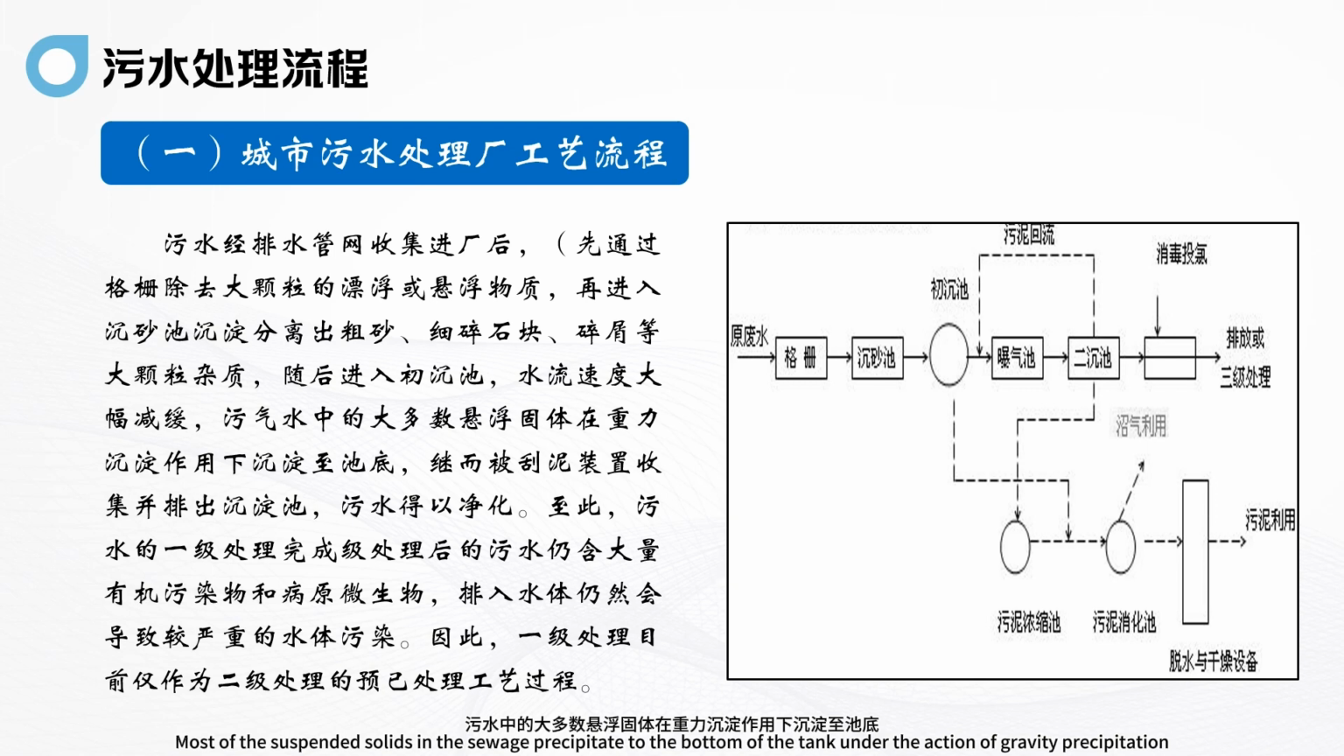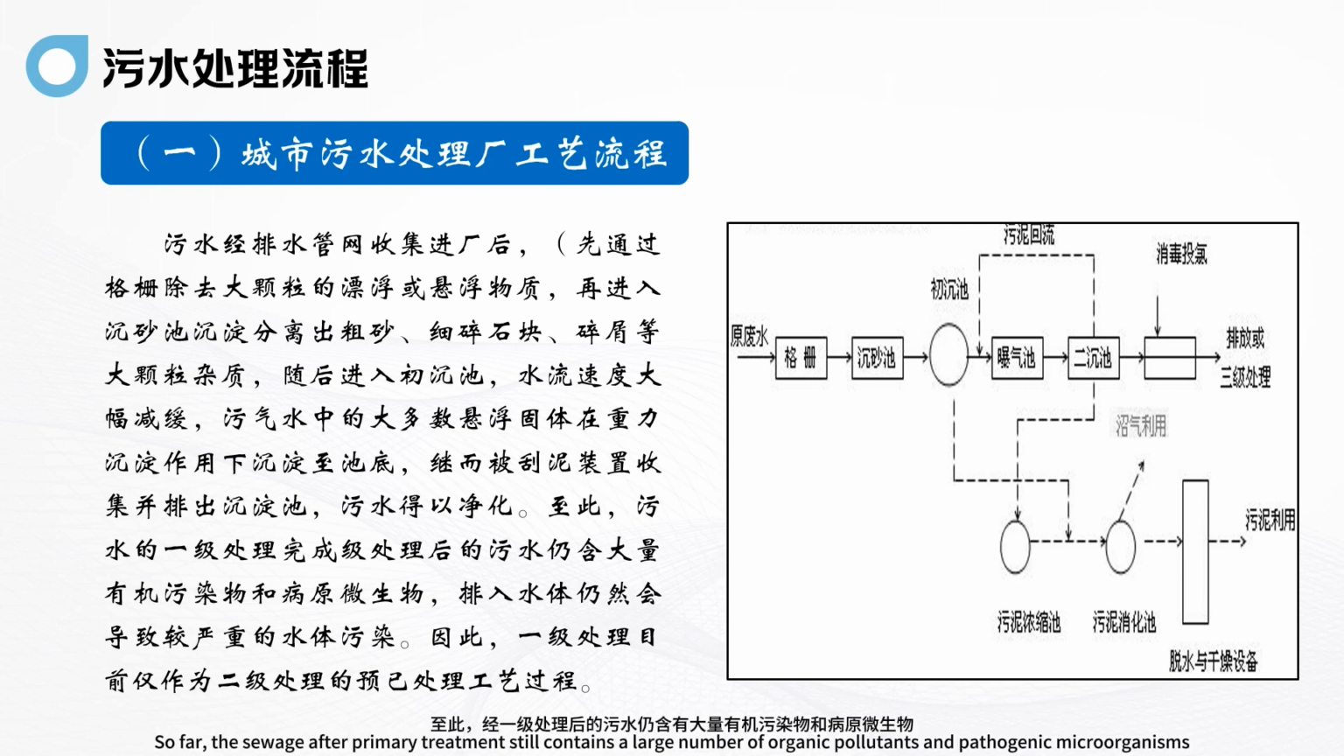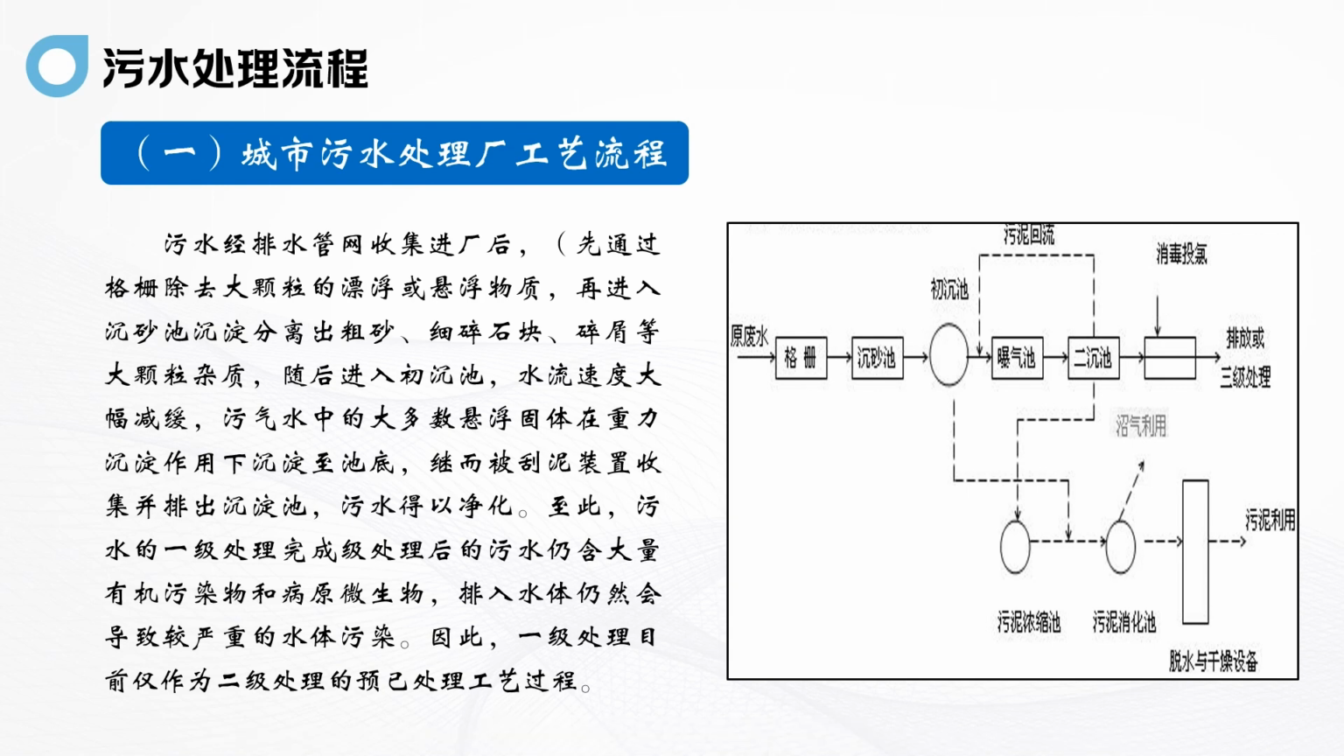Most of the suspended solids in the sewage precipitate to the bottom of the tank under the action of gravity. Then they are collected by the mud scraping device and discharged into the sedimentation tank. The sewage is purified. So far, the sewage after primary treatment still contains a large number of organic pollutants and pathogenic microorganisms. It will still cause serious water pollution after being discharged into a water body. Therefore, the primary treatment is only used as the pre-treatment process of the secondary treatment at present.